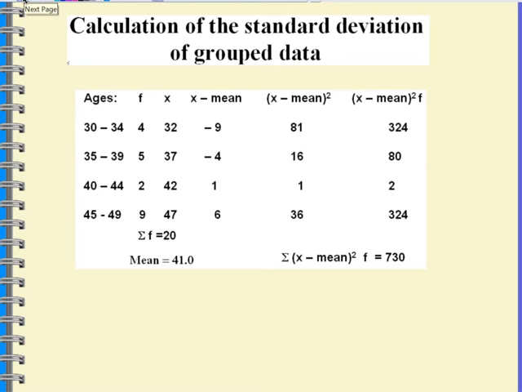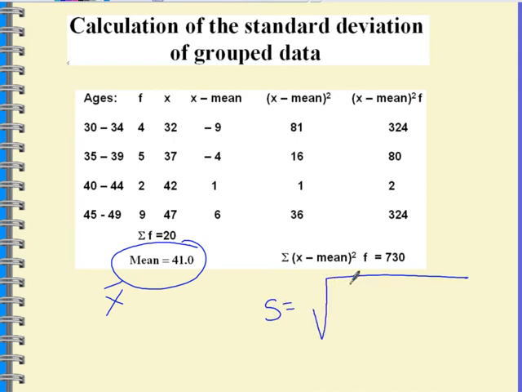Now I've got this mean of 41 that I need to use in your standard deviation formula. Again, I don't have it written up here, so I'll write it for you real quick. Sample standard deviation is the square root of your sum of x minus x bar squared. Looks a lot like the one we've always been using, but now you're going to multiply each of those by frequency. Okay, and then you divide by n minus 1.